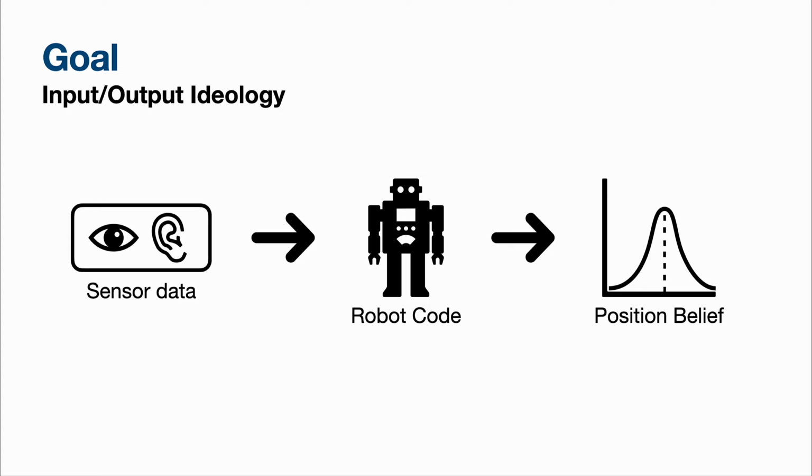Overall, the goal here is to take incoming sensor data, put it into the robot code, and make a better positional belief. But you'll actually see how we do this is we take the positional belief and feed it back into the robot code along with the sensor data, and we do this hundreds of times per second to make the best idea of where the robot is in the field.